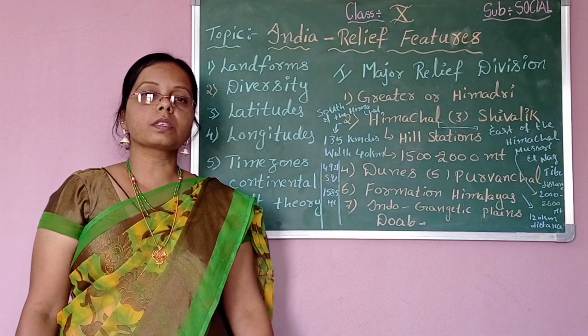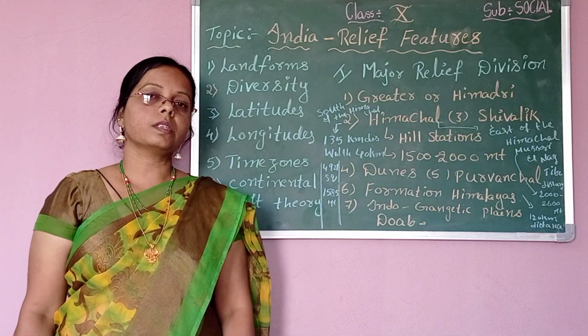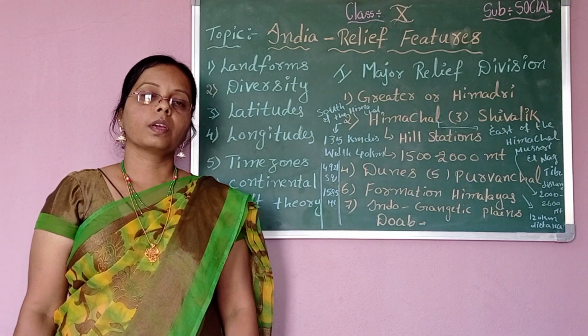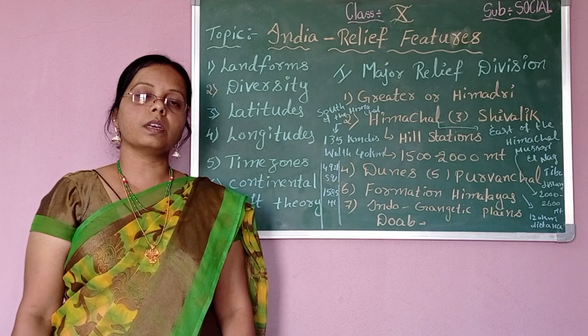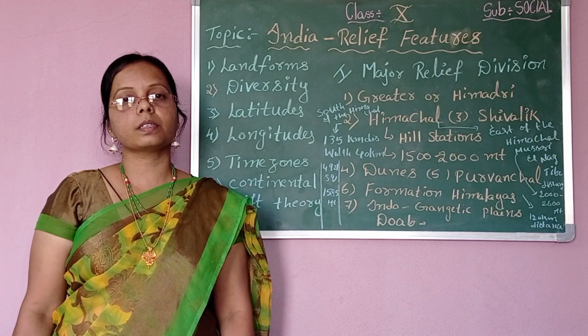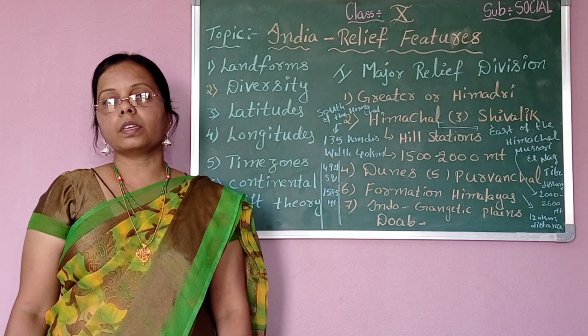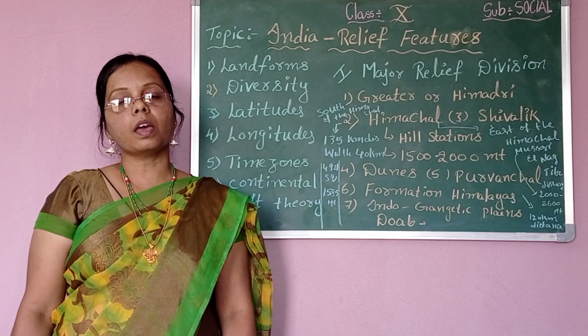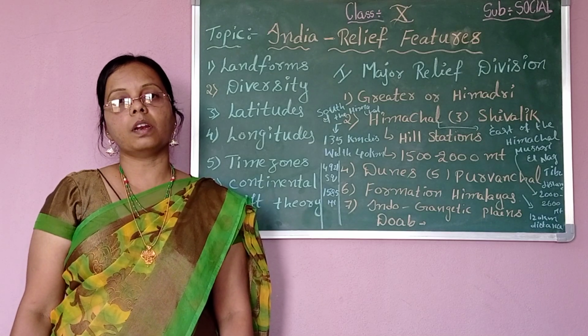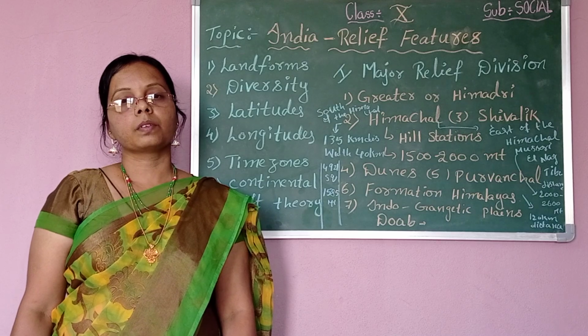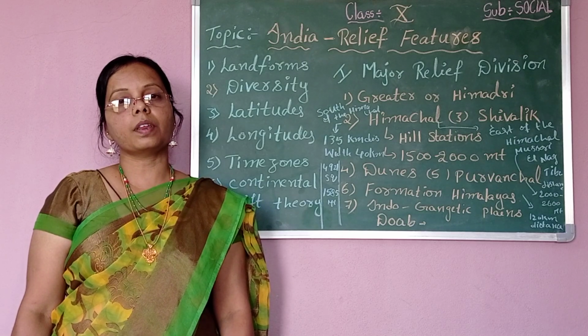Before that, we have to discuss the diversity of India. India has a large diversity in climatic conditions. It grows various crops and has the longest coastal line. So like this, it has a lot of variation.